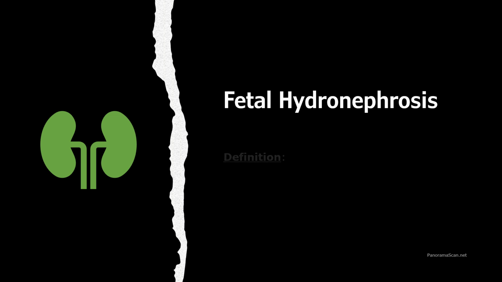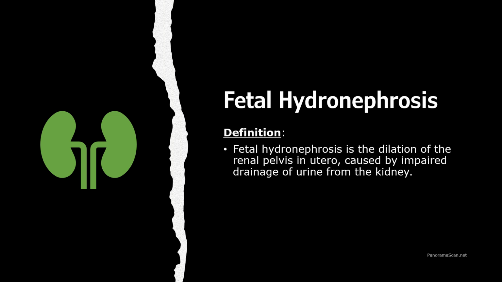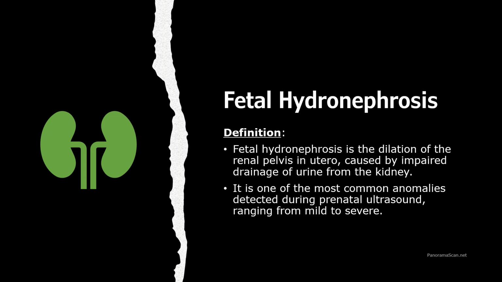Fetal hydronephrosis refers to the dilatation of the renal pelvis, which occurs when there is impaired drainage of urine from the kidney. This condition is one of the most common anomalies detected during prenatal ultrasounds and can vary in severity. It can range from a mild and transient condition that resolves on its own to more severe cases that may require further investigation and management.